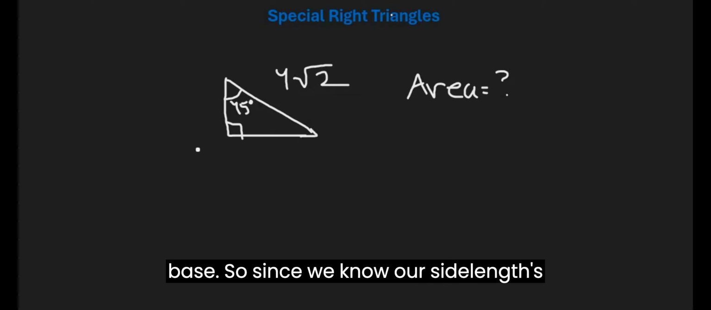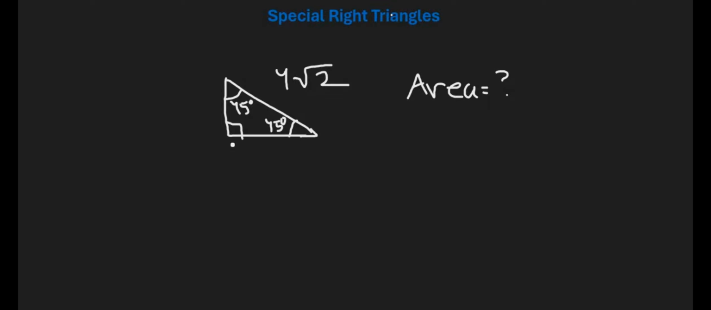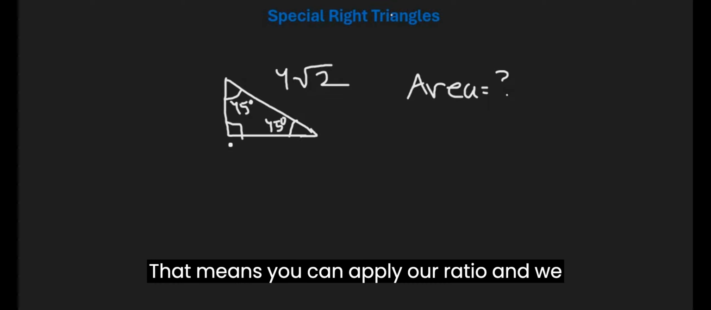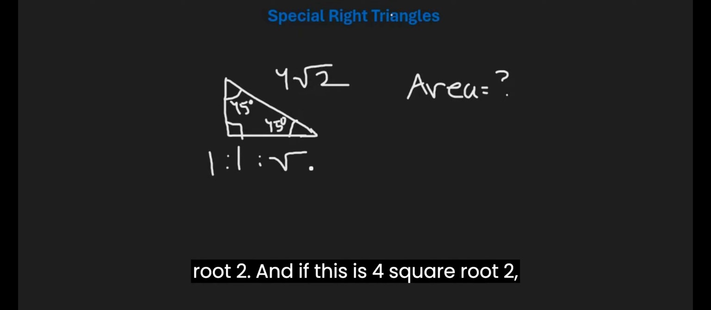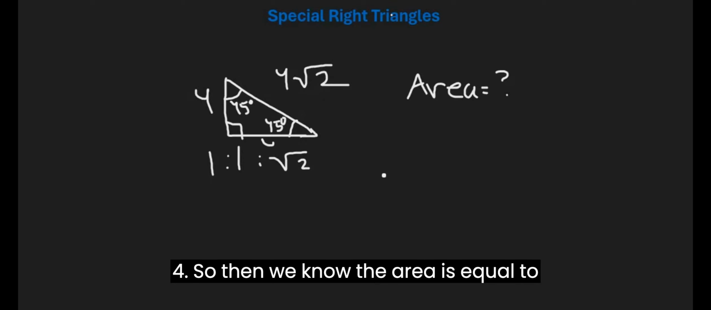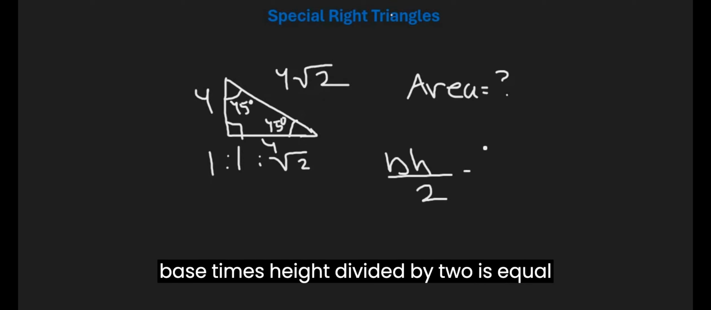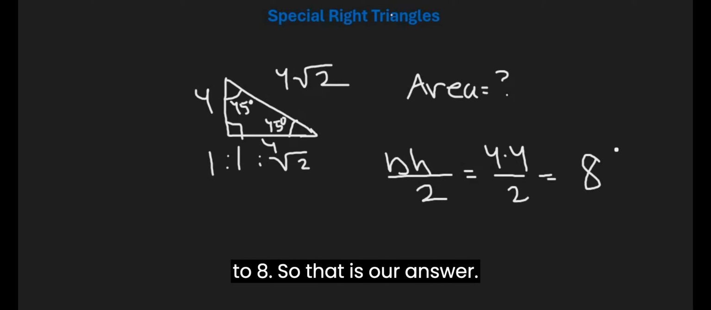So since we know our side length ratios, because this is a 45-45-90 triangle, because this angle is 45 degrees, that means we can apply our ratio. And we know the ratio is 1, 1, square root 2. And if this is 4 square root 2, that means both of these sides have to be 4. So then we know the area is equal to base times height divided by 2, which is equal to 4 times 4 divided by 2, which is equal to 8. So that is our answer.